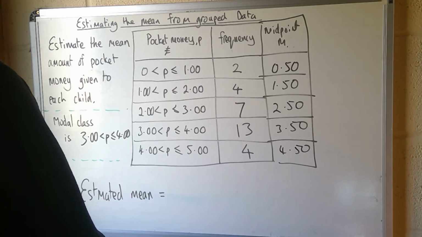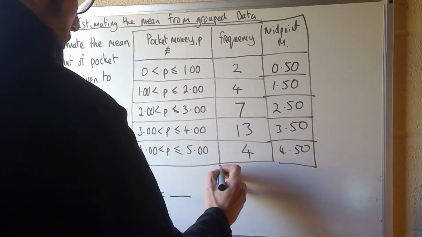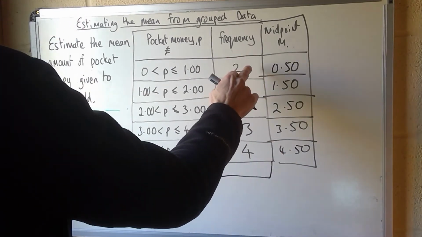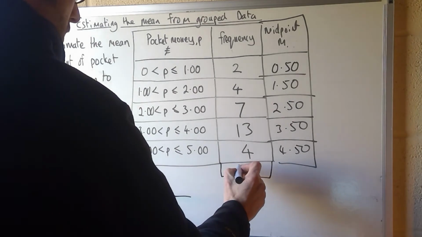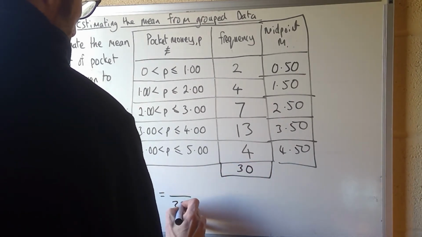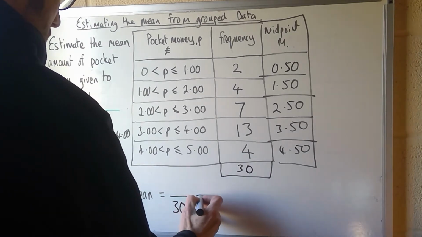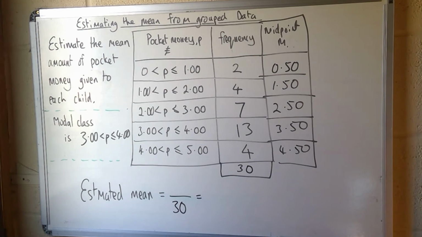To calculate the mean, we add up the total amount of pocket money and divide by the number of students. So the number of students, if I add up this column here, it comes to 30. So there's 30 students, so I'm going to work out the total pocket money and divide it by 30 students, and that will give me my estimated mean.